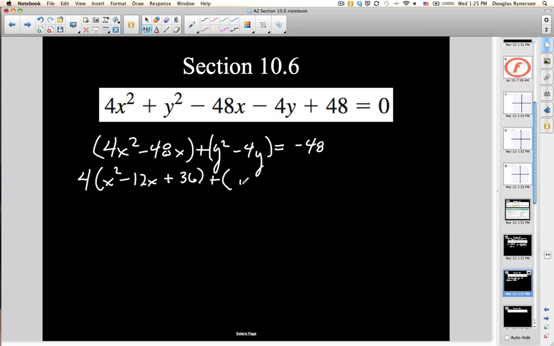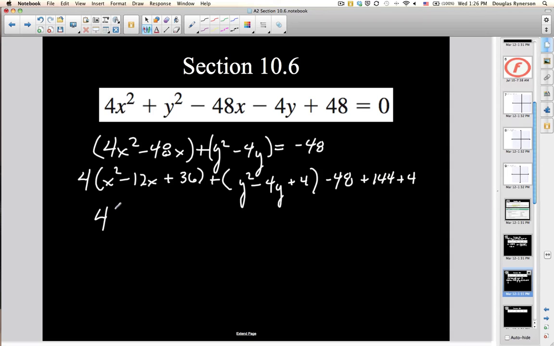And over here, I take 4 and I divide it by 2. 4 divided by 2 is 2, and I square that. 2 squared is 4. Now, you might feel like I added 36 and I added 4, so I need to add 40 over here. But in reality, because the 36 is in these parentheses and it's being multiplied by the 4, I really added 4 times 36. So 4 times 36 is 144. And here I did indeed add just 4.